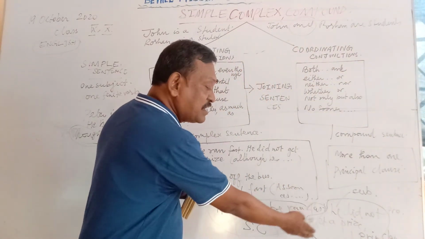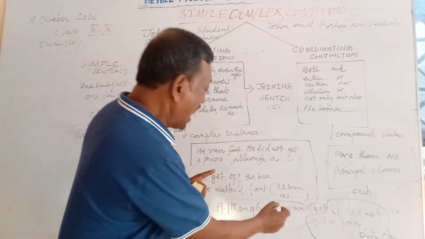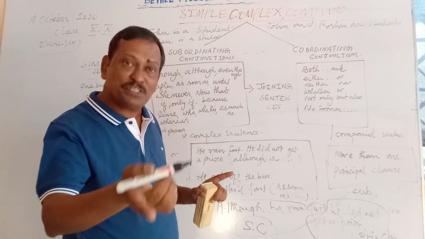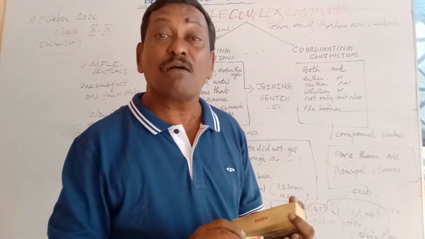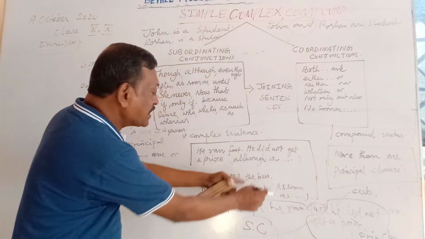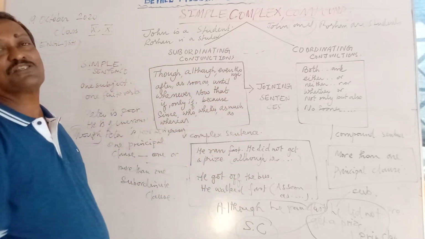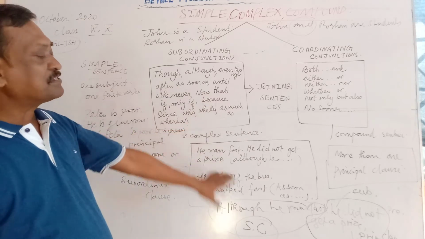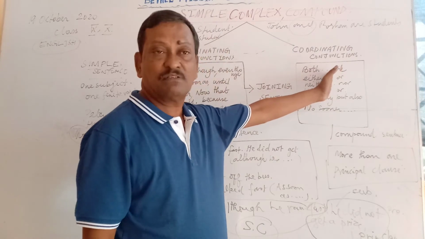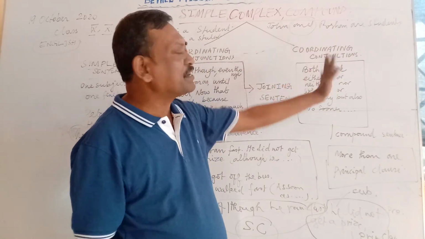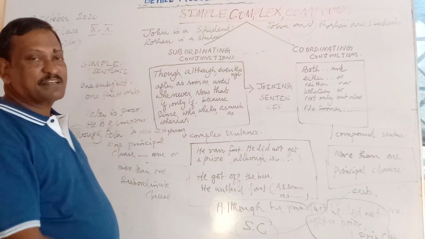Remember, in a sentence, if you find one principal clause and one or more subordinate clauses, that particular sentence is known as a complex sentence. So, to make complex sentences, what are the conjunctions required? These are the conjunctions. Without these conjunctions, complex sentences are not possible. Let us not think about compound sentences. Let us not discuss coordinating conjunctions today because it will be too much for you. But remember this, complex sentence.